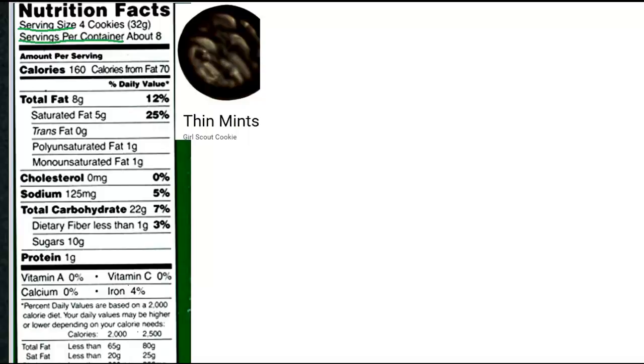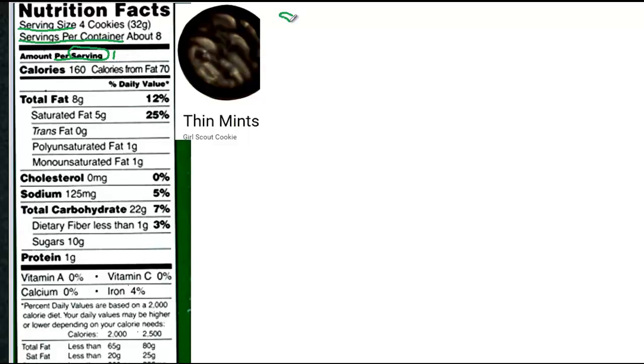The only reason that's important is that the rest of the information that we find here in the nutrition chart is all based on 1 serving. Notice it says right here, amount per serving. This means 1 serving. So all of this information is about 1 serving of food. In this particular case, 1 serving is 4 cookies. And we can see that there are servings per container. There are 8. So I can probably figure out how many cookies are in the box.